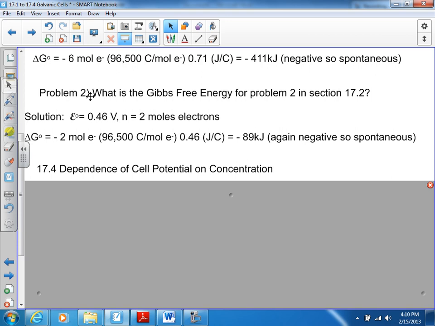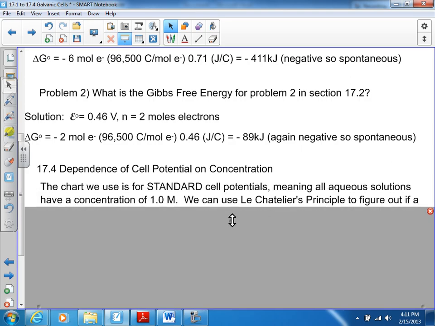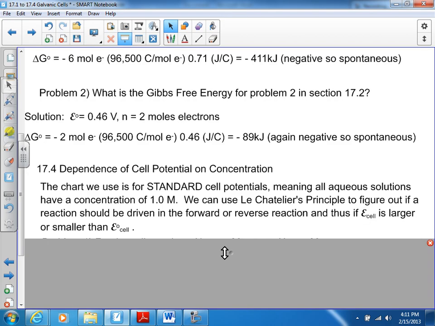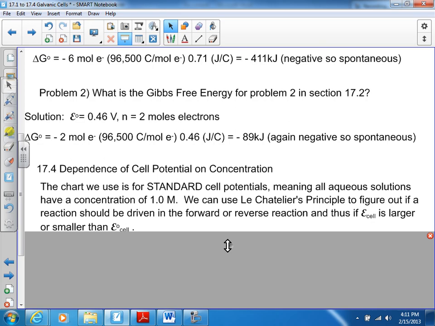Section 17.4, last section, dependence of cell potential on concentration. So we've been talking about these standard cell potentials. That's 25 degrees Celsius and 1 molar. It's assuming concentrations are 1 molar, pressures are 1 atmosphere. Actually, there's no such thing as a pressure in these galvanic cells because they're in liquids. So the chart that we've been using has standard cell potentials at 1 molar, 25 degrees Celsius, 1 atmosphere.